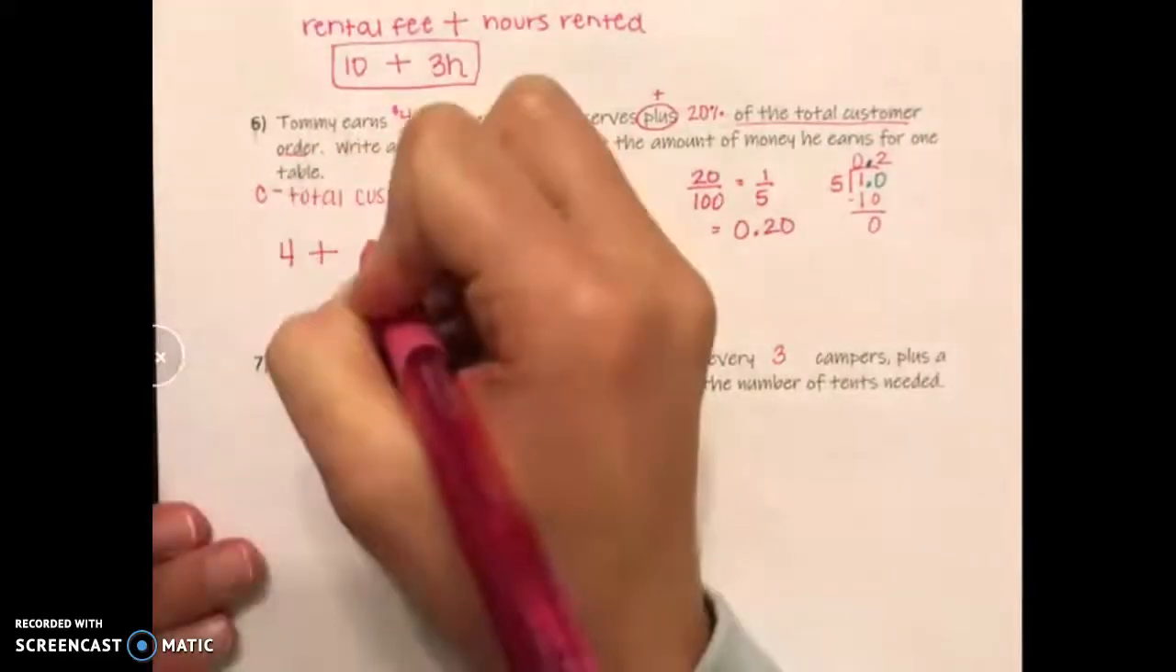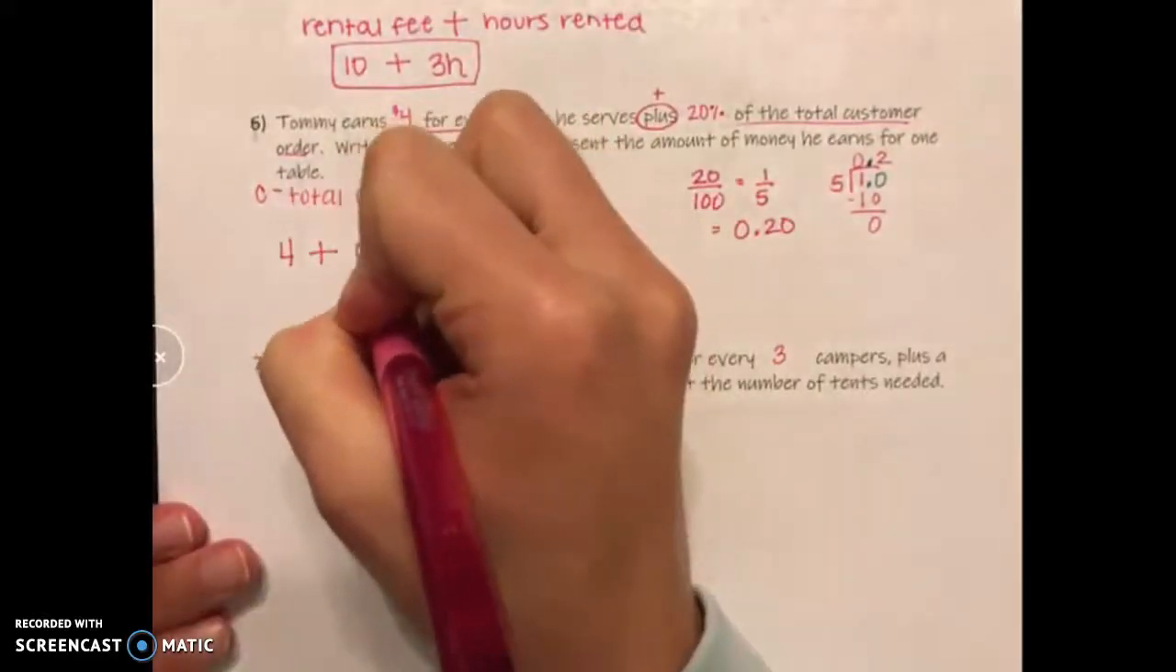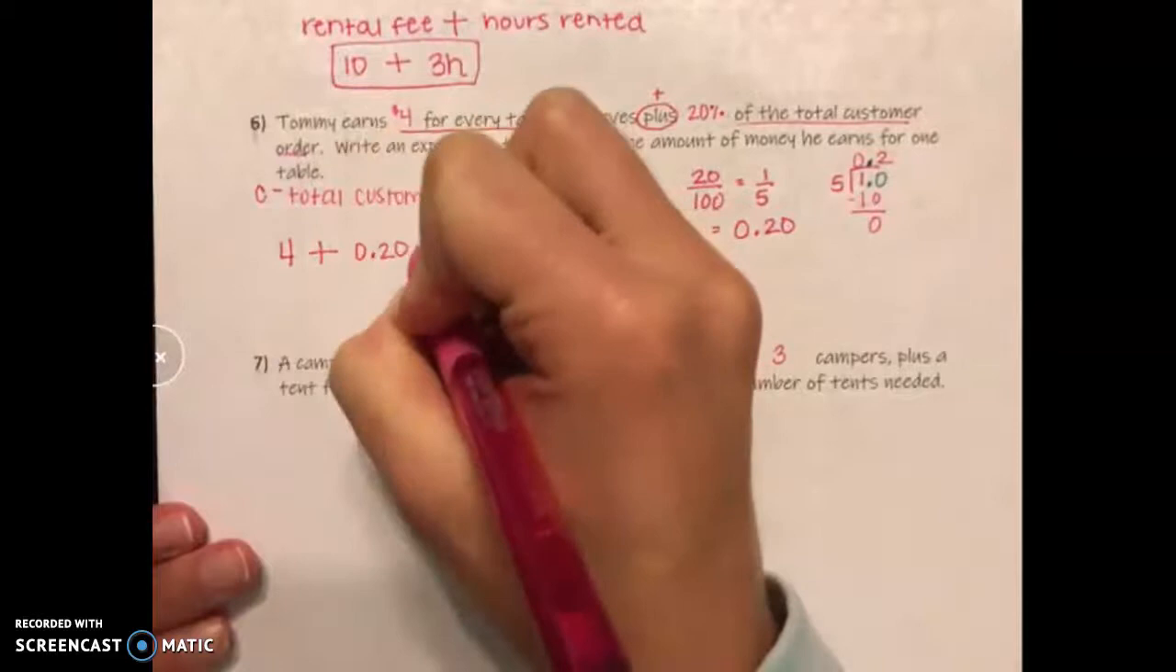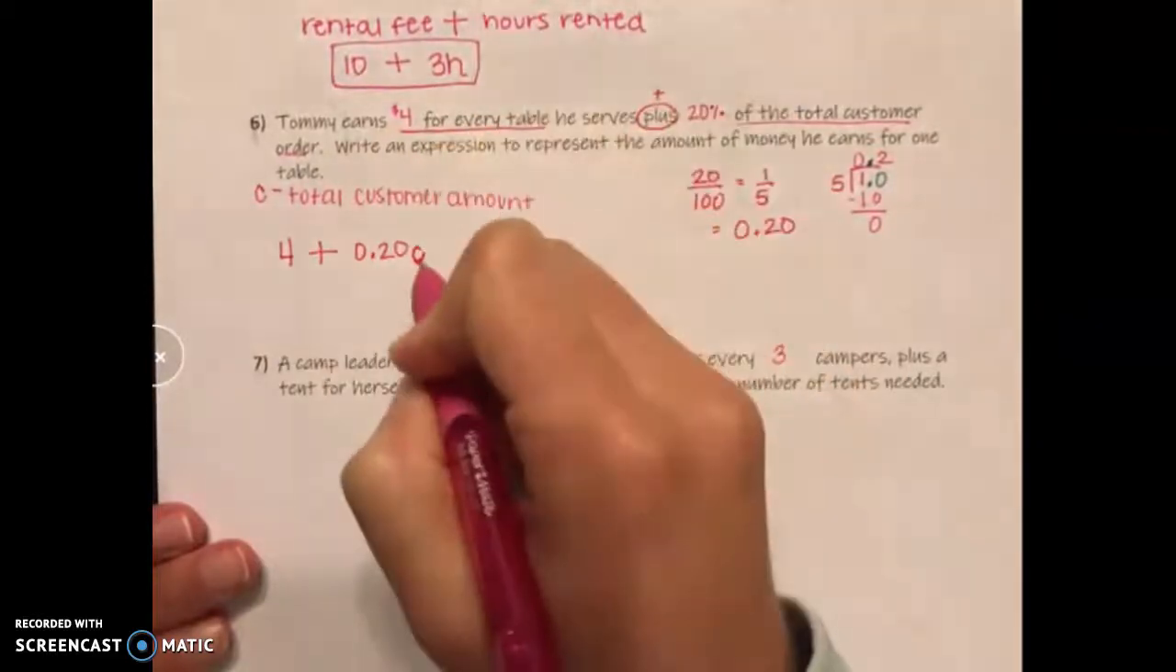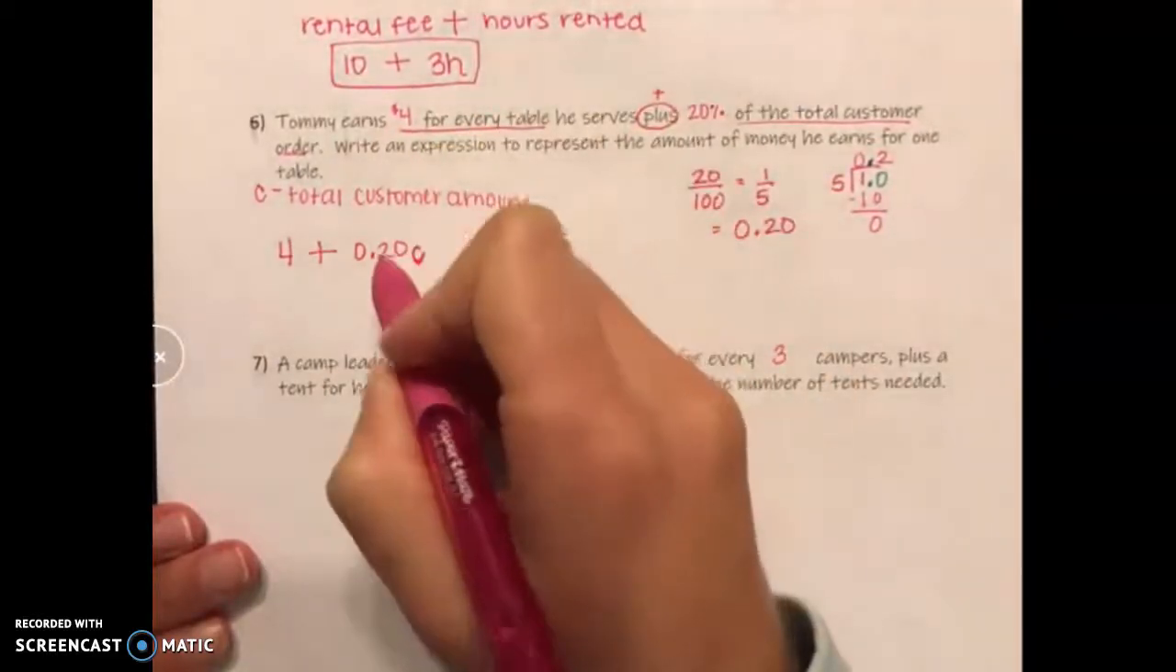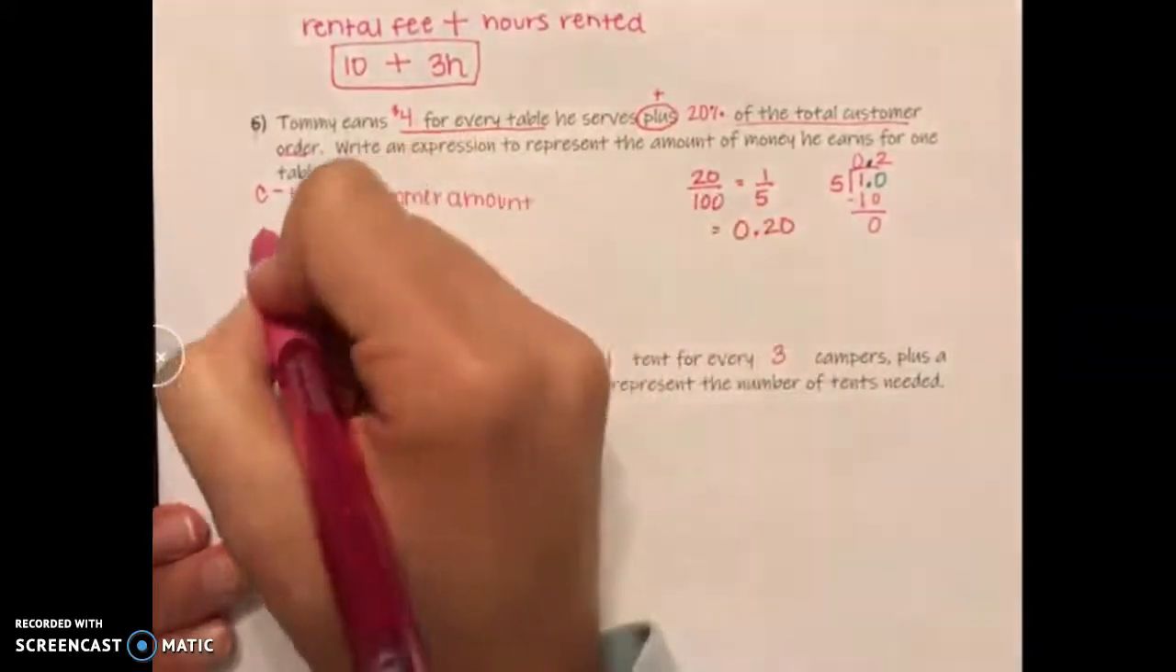All right, so we know for sure he's going to get paid $4 no matter what, and whatever 20% of the total bill is. Remember, the C is our total bill. We don't know what the total bill is. So whatever 20% of the total bill is.